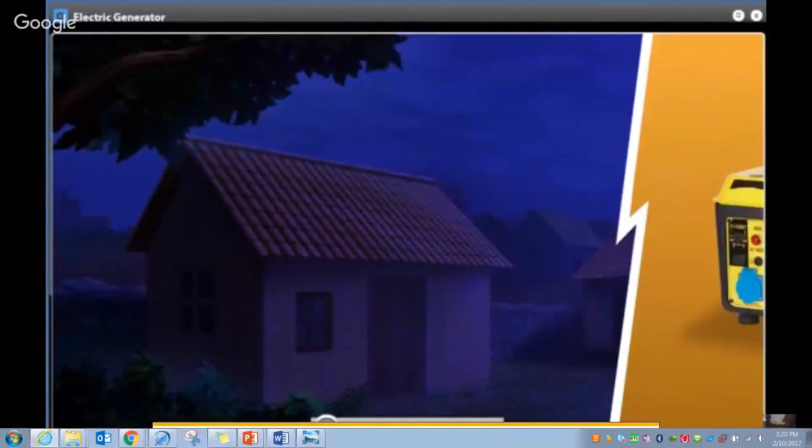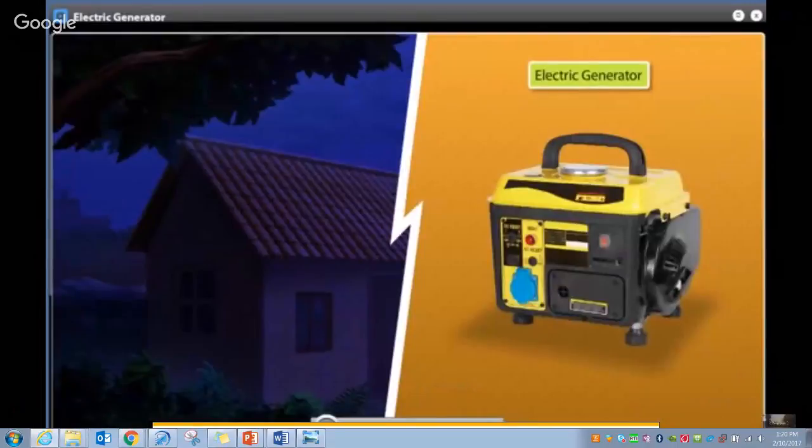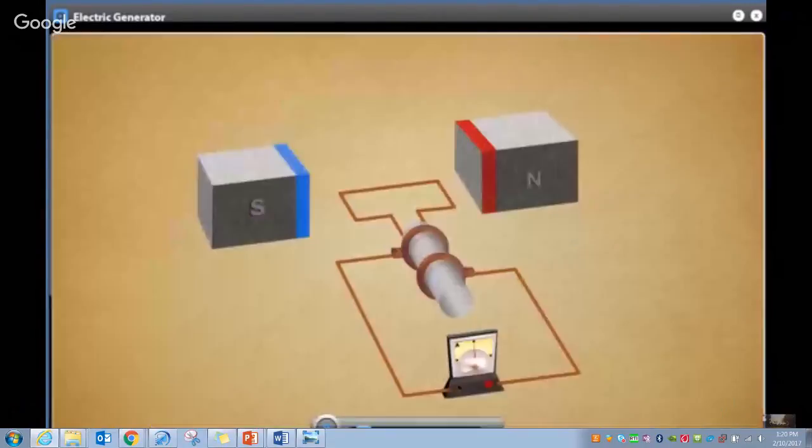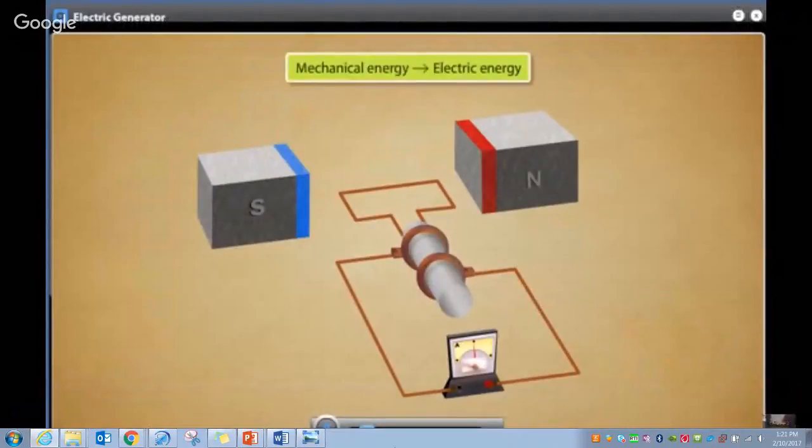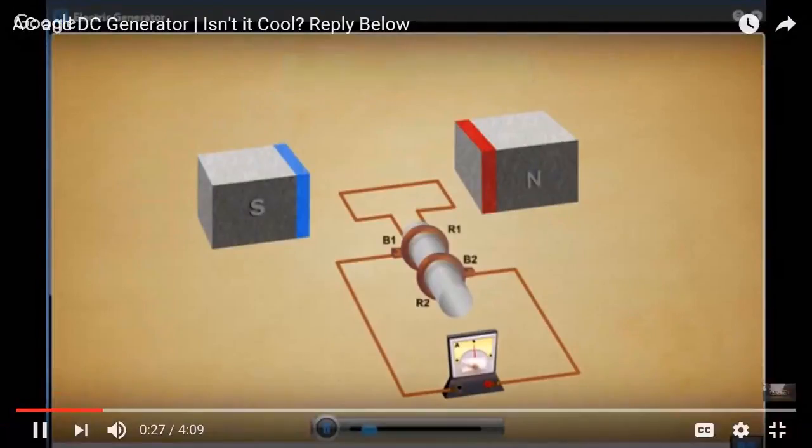How do you tackle the power cuts? What common alternative source of electricity? Yes, it's the generator. Let's see how an electric generator works. An electric generator works on the principle of electromagnetic induction and converts mechanical energy into electrical energy.